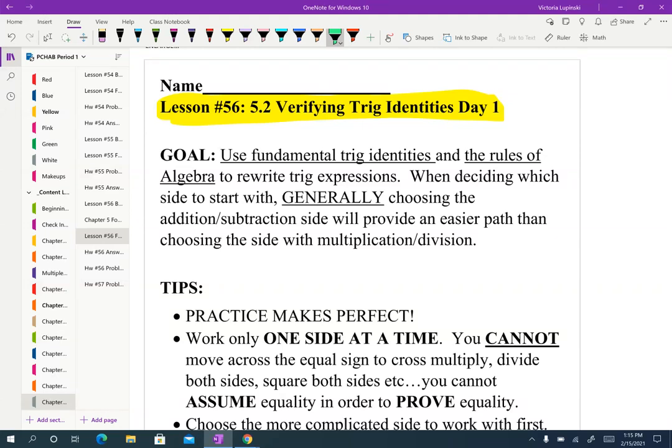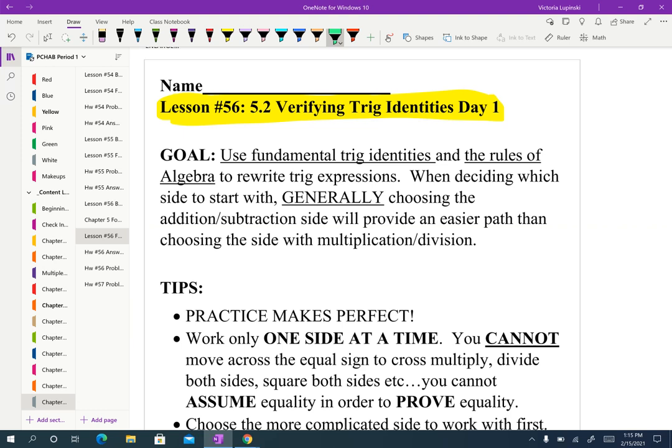All right, welcome everybody. Today we're going to talk about lesson number 56, and this is day one of section 5.2, which is all about verifying trig identities. Now, what we're going to be doing here in section 5.2 is actually very similar to what you did the first day in section 5.1.